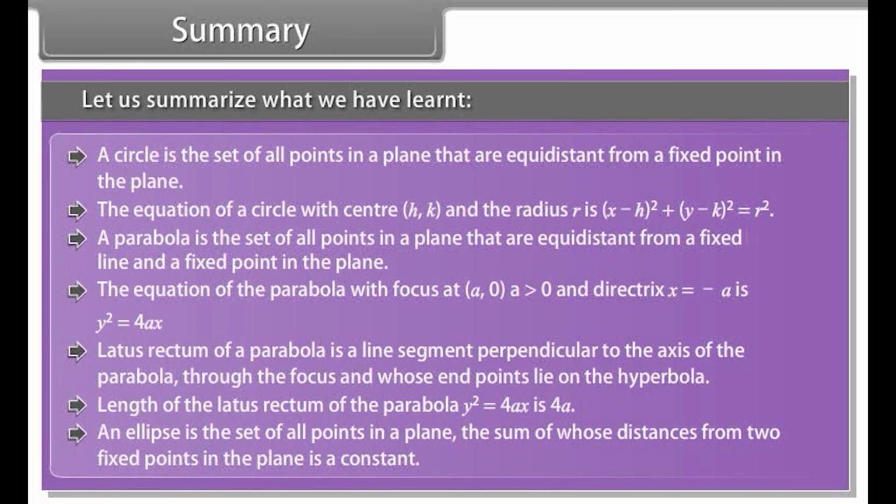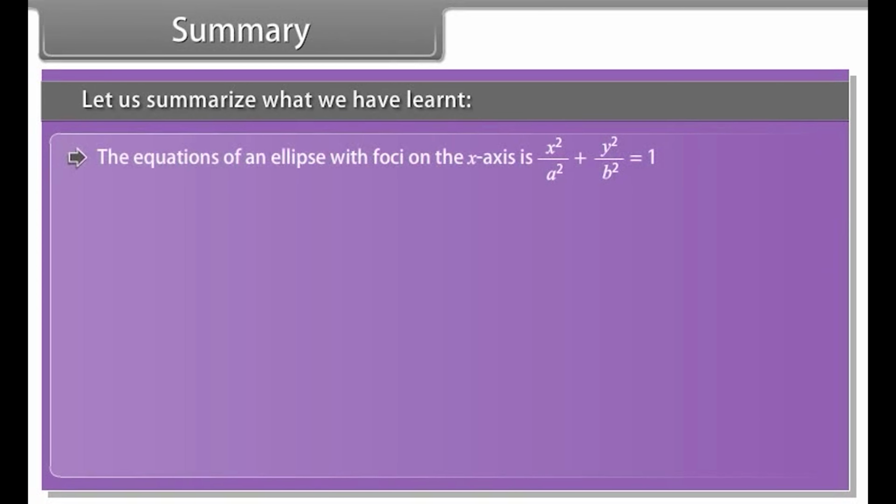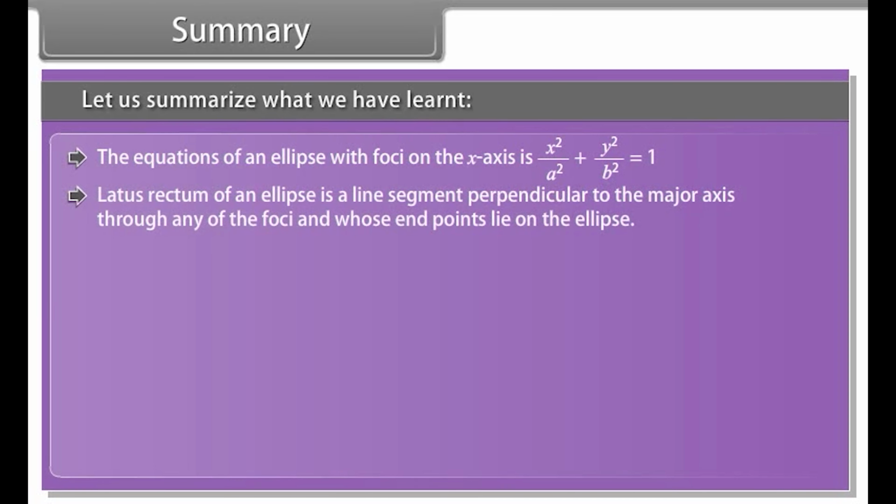An ellipse is the set of all points in a plane, the sum of whose distances from two fixed points in the plane is a constant. The equation of an ellipse with foci on the x-axis is x square upon a square plus y square upon b square is equal to 1. Latus rectum of an ellipse is a line segment perpendicular to the major axis through any of the foci and whose endpoints lie on the ellipse. Length of the latus rectum of the ellipse x square by a square plus y square by b square is equal to 1 is 2b square by a.